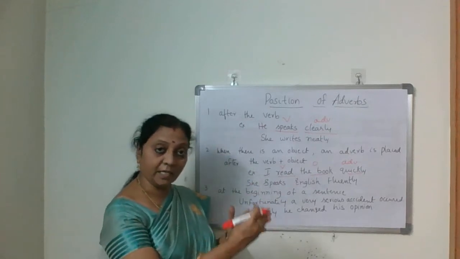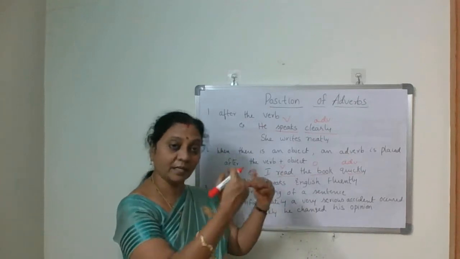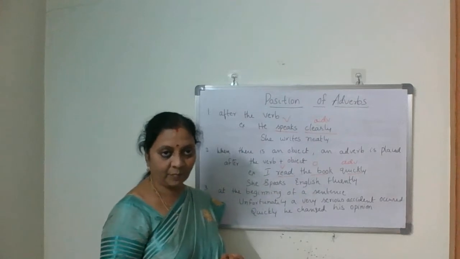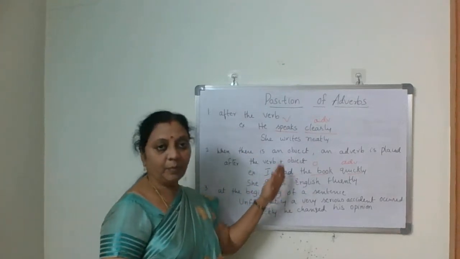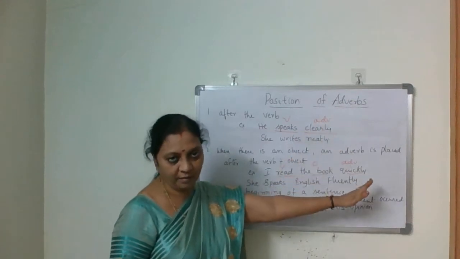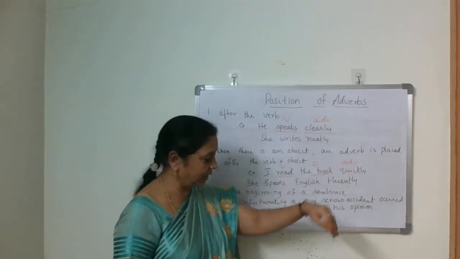He plays cricket well. He plays cricket very well. Okay, like that you have to use. So the verb, then object, then the position of adverb you have to place.